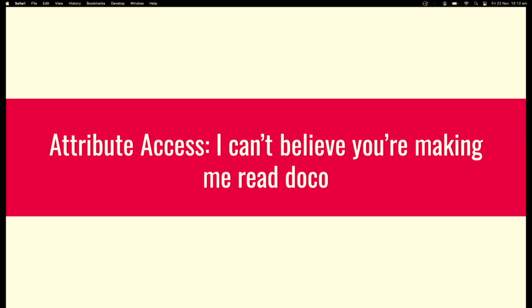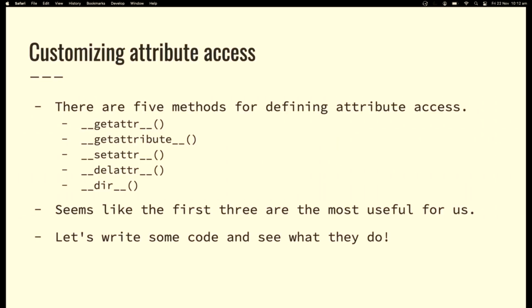Yeah, and one of the wonderful things about Python is it's super well documented. I really, really love the reference documentation. So you go to the documentation, specifically chapter 3, which is probably what I'll be, well, no, definitely what I'll be referring to. It's really, really good. And you go to the attribute access section, and there are five, this is kind of 4 fingers because climbing, methods that define attribute access. They are getattr, getattribute, setattr, delattr, and dir. Seems like the first 3 are going to be the most useful for us.